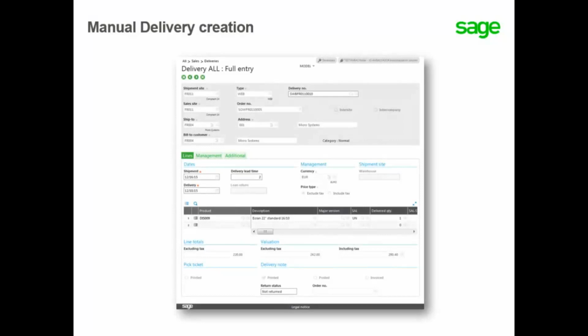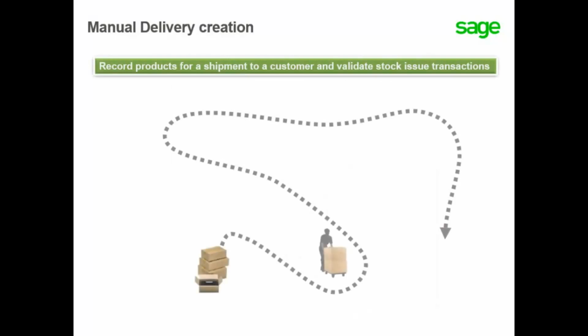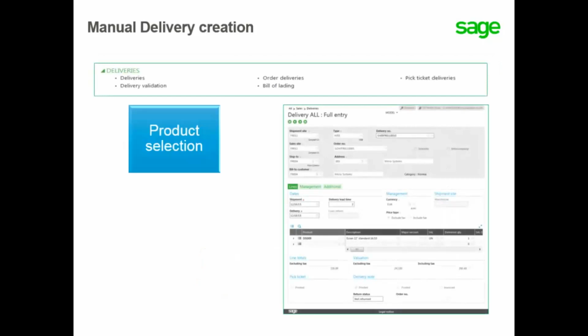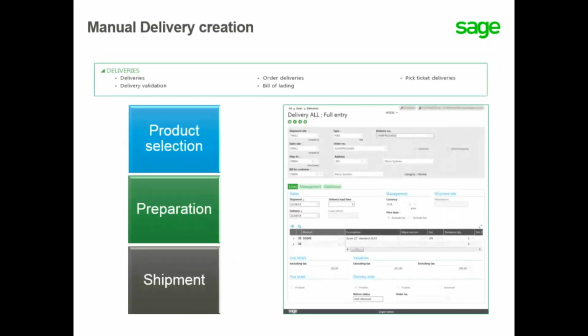In this topic, you will learn how to manually create a delivery. Now, a manual delivery allows you to record a shipment of a product to a customer and generate the stock issues transactions. This includes selection of the products, preparation, and the actual recording of the shipment.